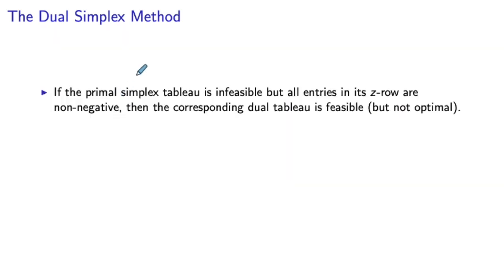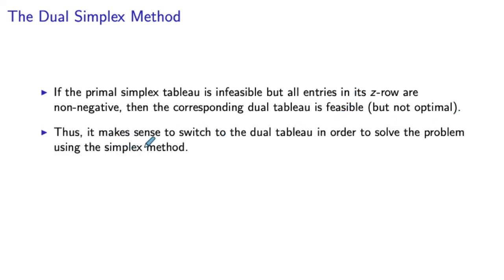To conclude, I would like to reiterate that if the primal simplex tableau is infeasible but all entries in its Z-row are non-negative, so this means essentially that the optimality criterion is satisfied and the only thing that's missing is feasibility, then the corresponding dual tableau is feasible, right? Because having non-negative entries in row 0 ensures that you'll have non-negative right-hand sides in the dual tableau. Therefore, in cases like this, it makes sense to switch to the dual tableau in order to solve the problem using the simplex method.